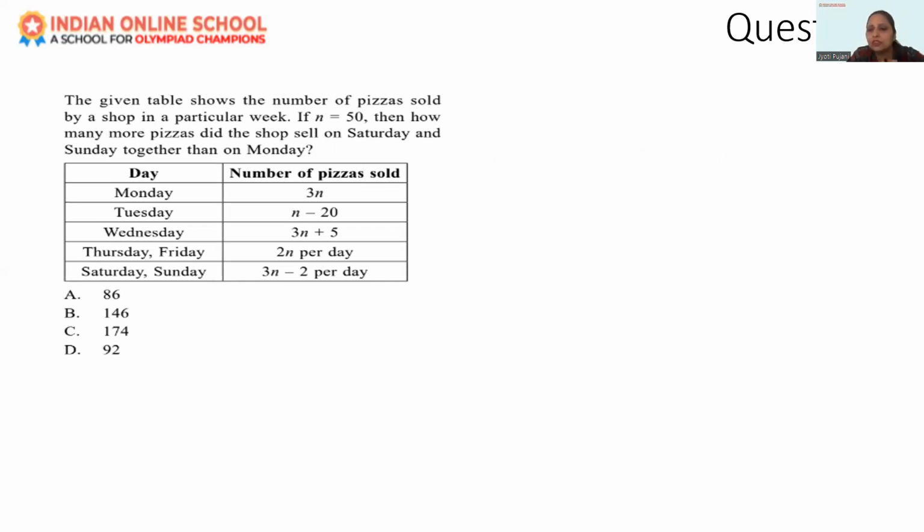than on Monday? This question is just like algebraical expressions. First tell me how many pizzas the shop sold on Saturday? 3n minus 2. On Sunday, 3n minus 2. So total will be 3n plus 3n is 6n. We can add only like terms. We are not supposed to add 3n with the 2. Okay. These are the variables.